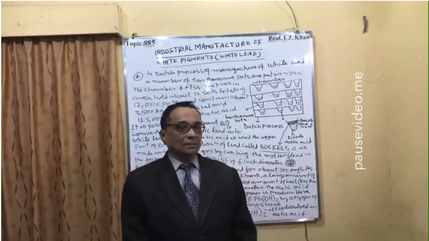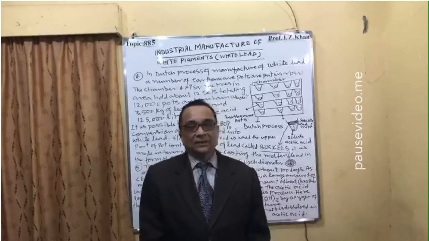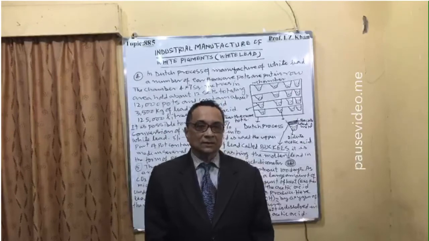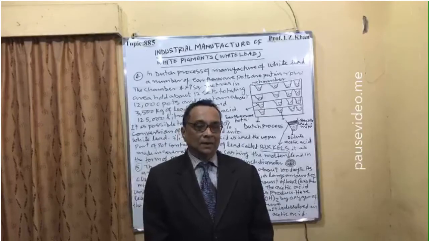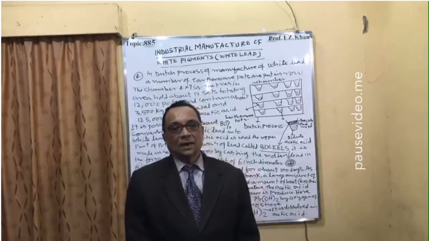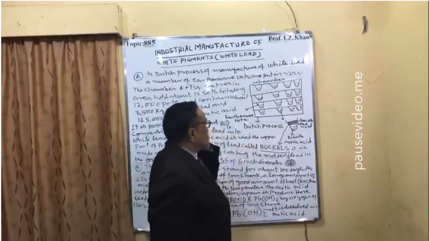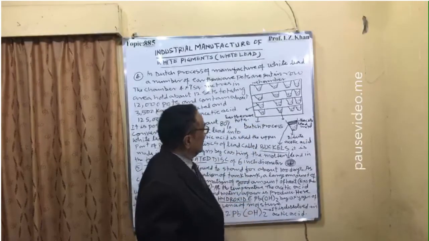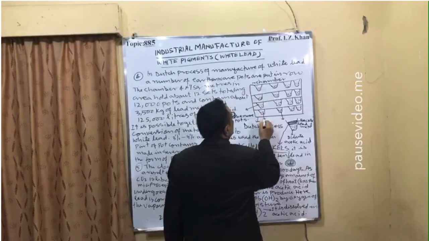So here I am discussing the Dutch process of industrial manufacture of white lead, commonly known as white pigment. And here in a big chamber, thousands of earthen pots are attached, as shown in the diagram. These are our earthen pots, this is your chamber, and these pots will contain acetic acid.